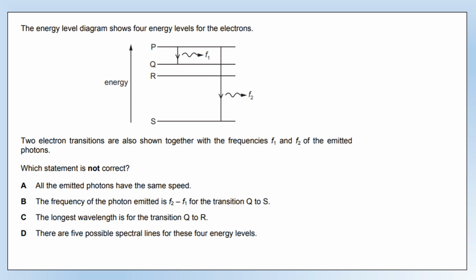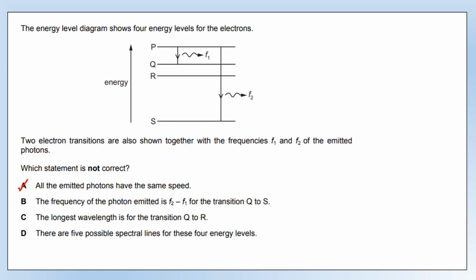Okay, so the energy level diagram shows 4 energy levels for the electrons. 2 electron transitions are shown with frequencies F1 and F2. Which statement is not correct? So all emitted photons have the same speed in air, give or take, because they're traveling at approximately 3 times 10 to the 8.